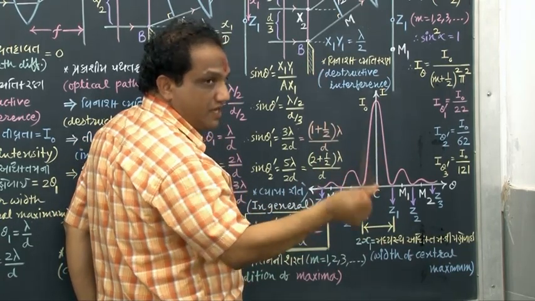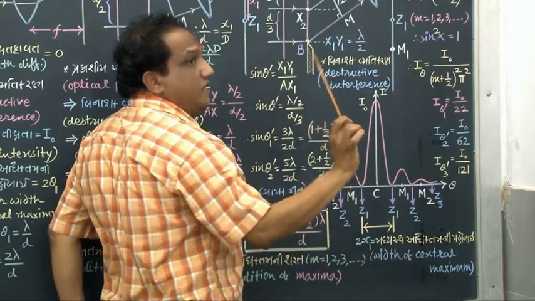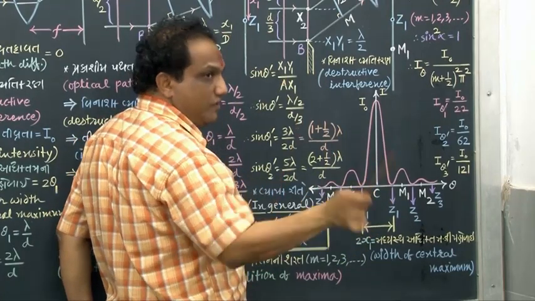Linear width of central maximum. If we say only width of central maximum, we mean to say linear width. And how much is that linear width? Let us find out its formula.